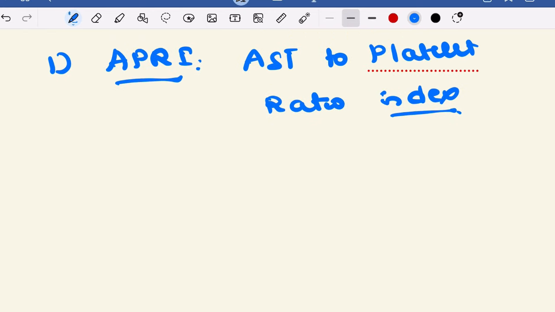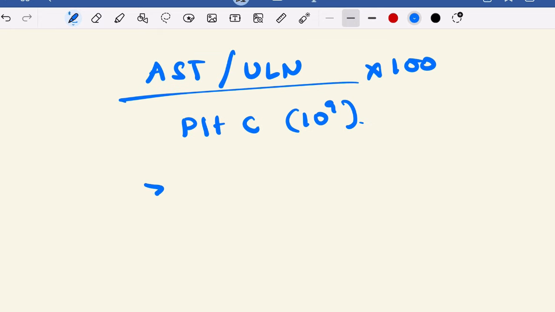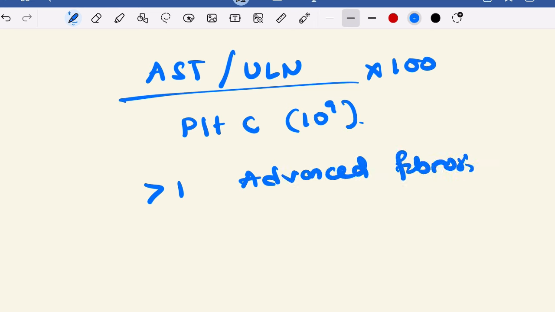APRI is calculated by taking the patient's AST value divided by the upper limit of normal, divided by the platelet count, which is expressed in 10 to the power of 9 cells per liter. Multiply by 100 and you will get the APRI score. If the APRI score is more than 1, it is suggestive of advanced fibrosis. If it is more than 1.5, it is suggestive of cirrhosis.